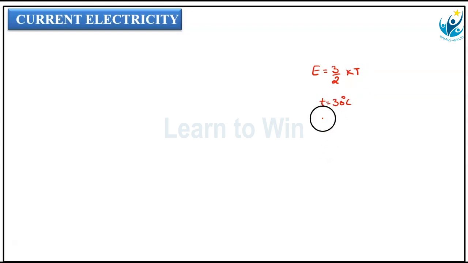This 30 degrees centigrade converts into the absolute scale of temperature, that is 273 plus 30 degrees, which is approximately 303 Kelvin. So, due to this temperature, the free electrons inside the metal contain thermal energy. This thermal energy is responsible for the random motion of the free electrons.